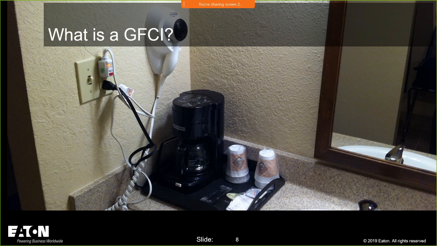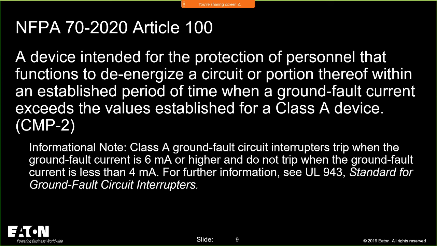So let's talk about GFCIs. Ground fault circuit interrupters: if I look at the National Electrical Code in Article 100, I get the definitions for a GFCI. Basically, a GFCI is a device that's out there to protect us from shock, from accidental contact. It's a life safety type of device, right? It's there to help prevent the heart from going into defibrillation. It's going to prevent a healthy individual from succumbing to shock.